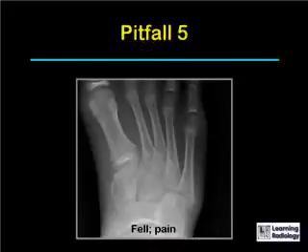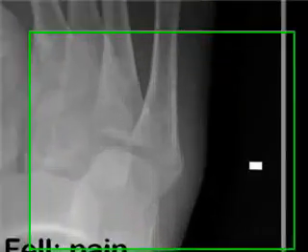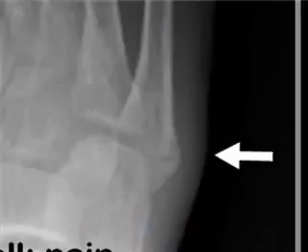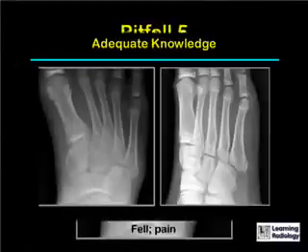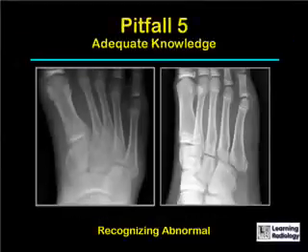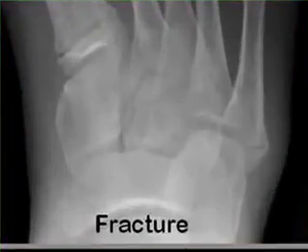Here's your next case. This is a 4-year-old who fell and has pain, and I'll show you exactly where the patient has pain. The question is this a fracture, or is this a normal epiphysis or developmental structure? Well, this is an example of having adequate knowledge and being able to recognize abnormal. The case that I showed you is indeed a fracture.